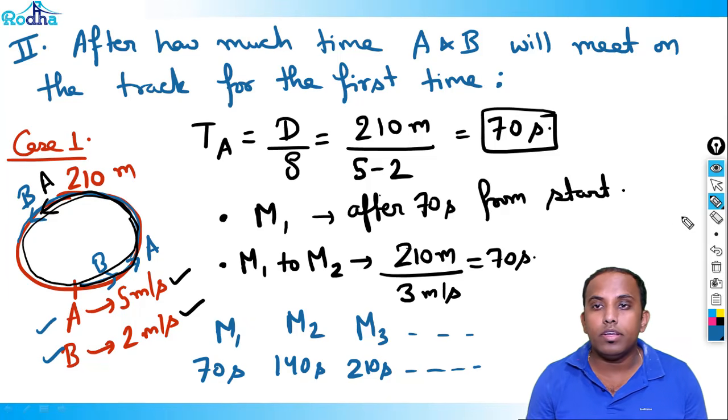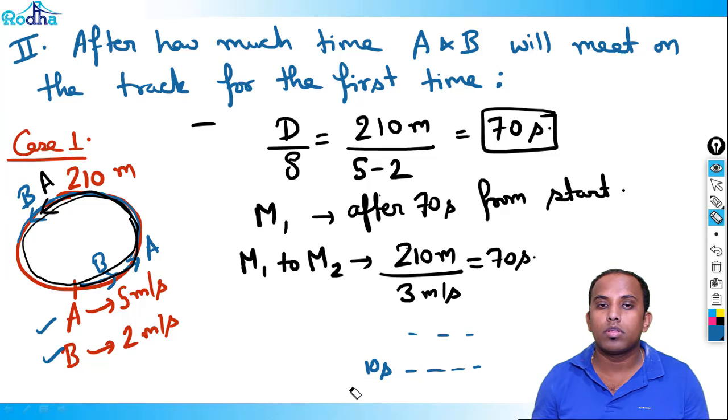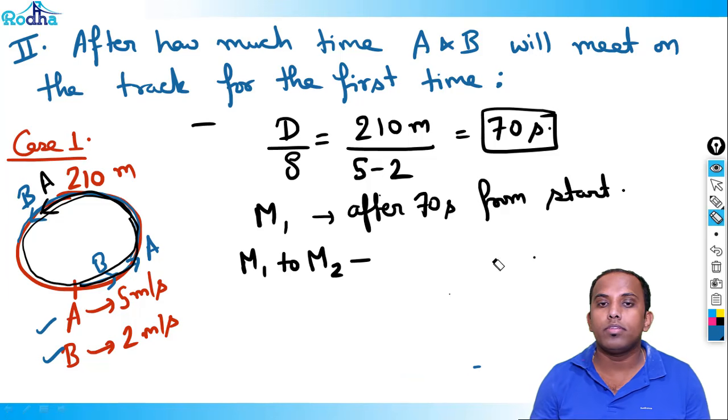Now let's see a different case, when A and B are running in opposite directions. So when A and B are running in opposite directions, what will happen now? Let me quickly revamp this.